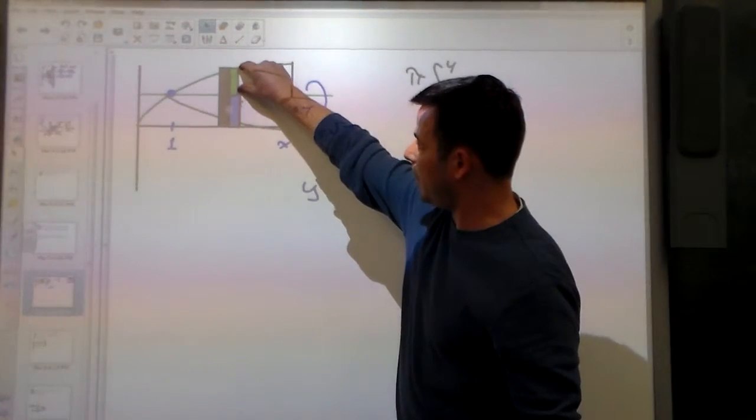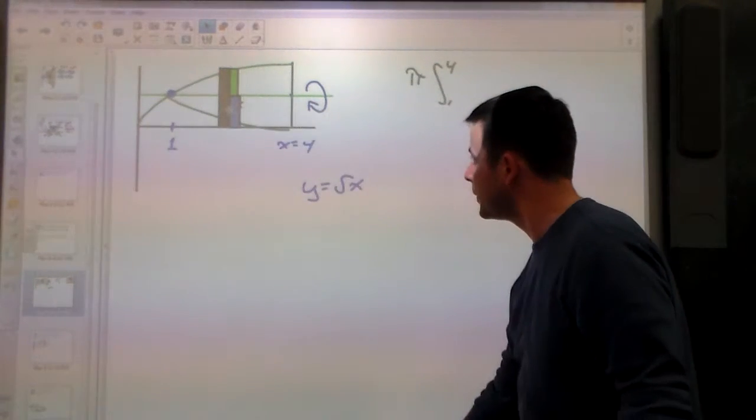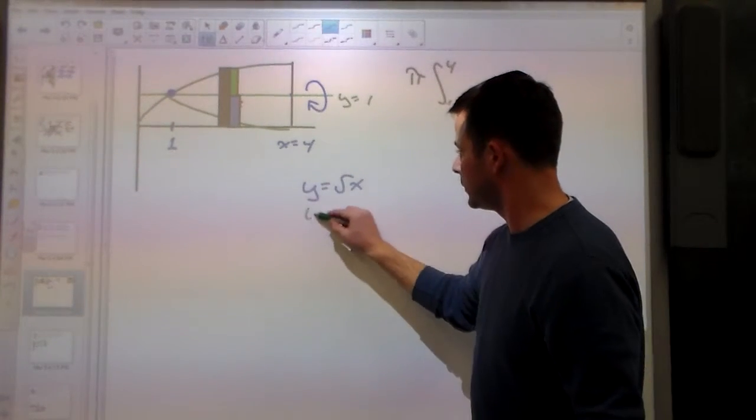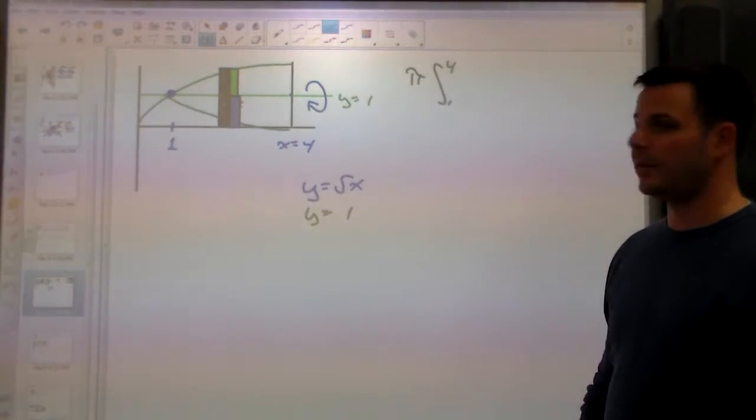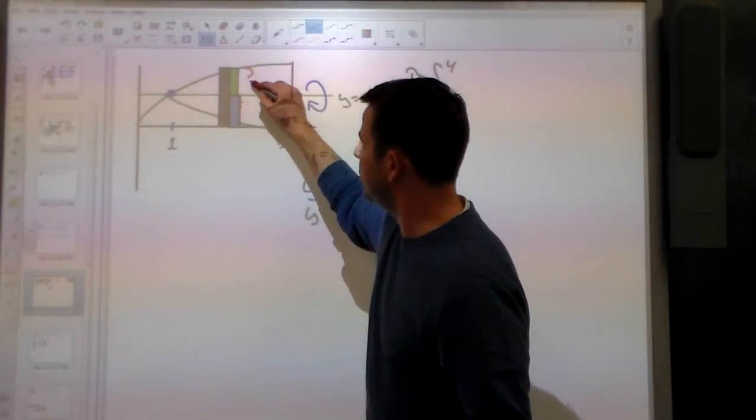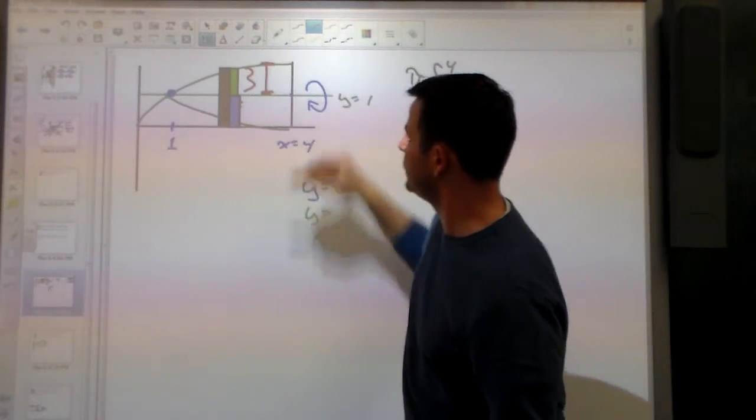This is what I want to revolve. So from this, I want to subtract that. But what's that? This is y equals 1. I want to subtract these two values, and that's my region here, which will be my radius.